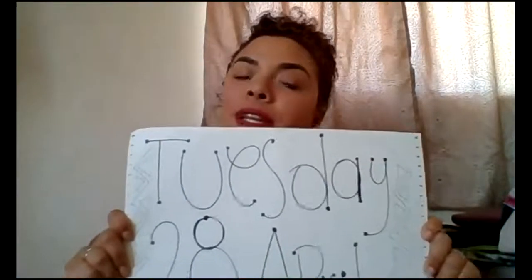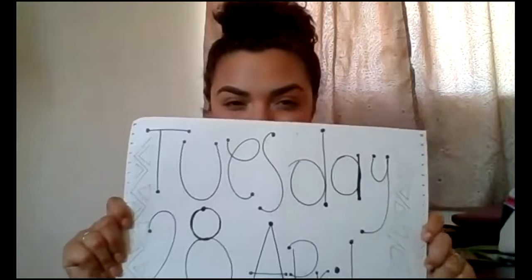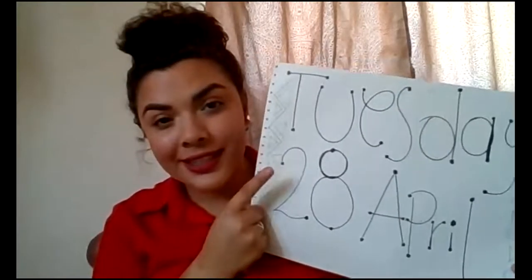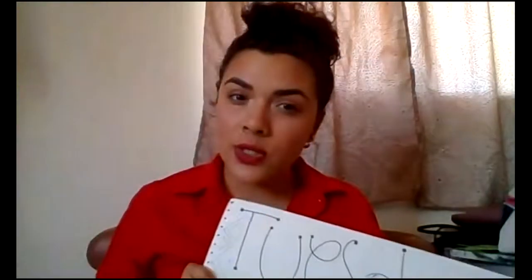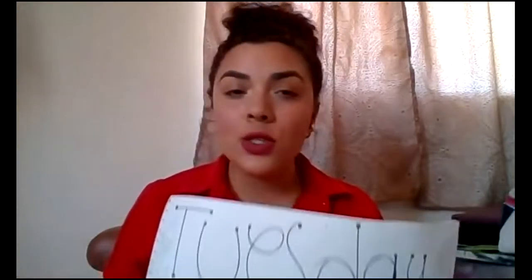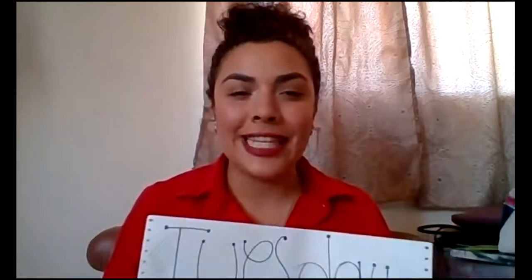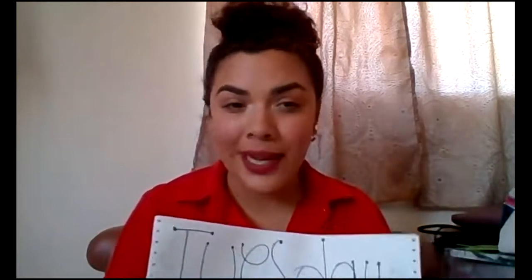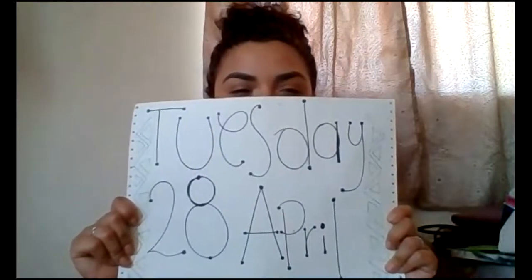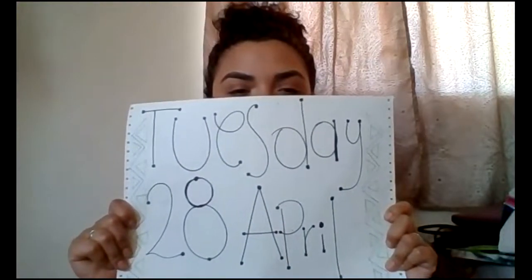Tuesday, 28th April. Okay, so let's copy the date, okay? Today, let's go to see two pages, color green and color red. It's too easy because it's mathematics. You like mathematics? Yes, I know you like it. So, your copy, ready? Okay, I'll show you the date later, okay?